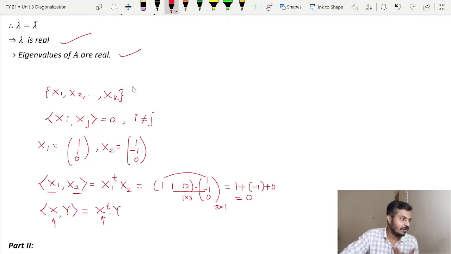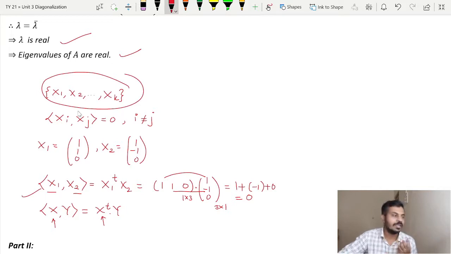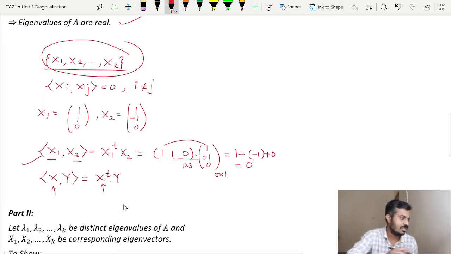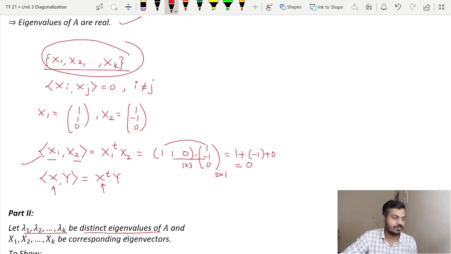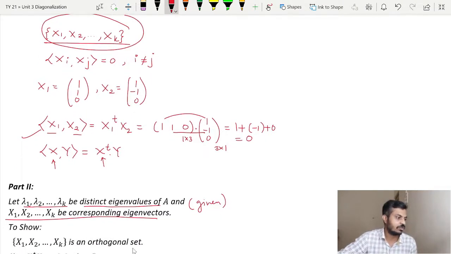But what do you mean by an orthogonal set? Such a property should be satisfied by any two distinct vectors of this set. Then we will say that this set is an orthogonal set. Now let us move towards the proof. Initially I will say let lambda 1, lambda 2 up to lambda k be distinct eigenvalues of A, and let these be the corresponding eigenvectors. This is just the given thing. Now our claim is to prove this set is an orthogonal set.